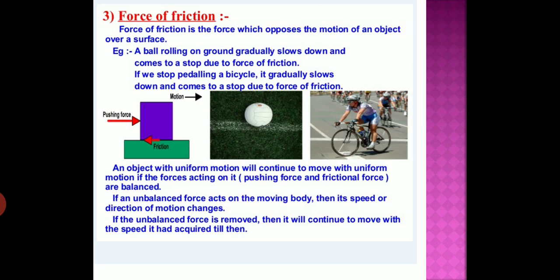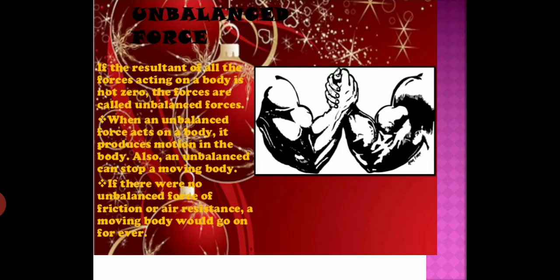We have taken many examples. A ball rolling on the ground gradually slows down because of the frictional force, because the friction force is opposite to the direction of force. We have taken three examples, and you can take the example of the bicycle also, and a heavy box also. This is very important. So we can conclude that for a change of motion, unbalanced force is necessary. If there is no unbalanced force, the object will not move. So I hope you understand this balanced and unbalanced force.